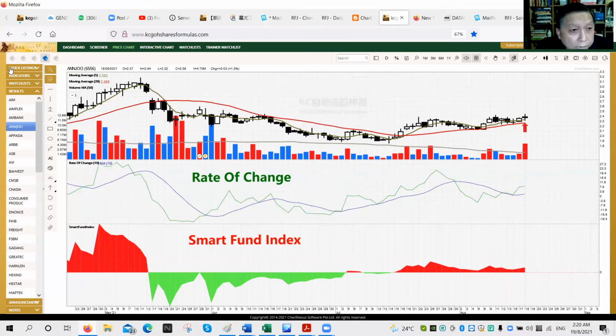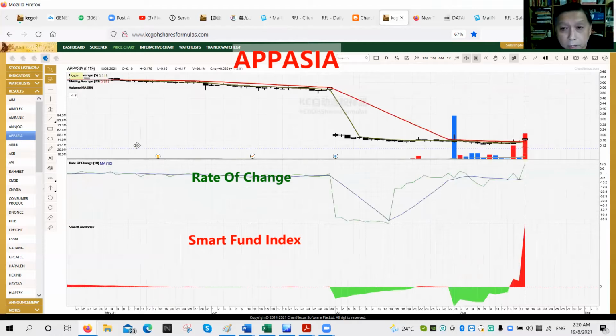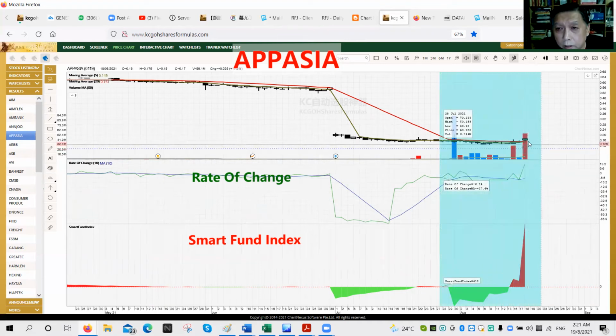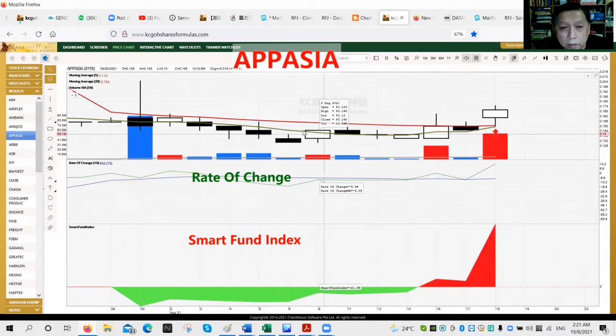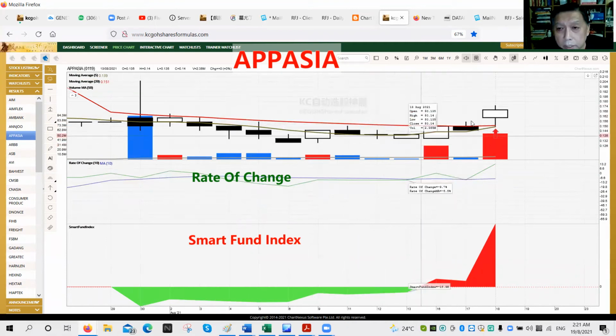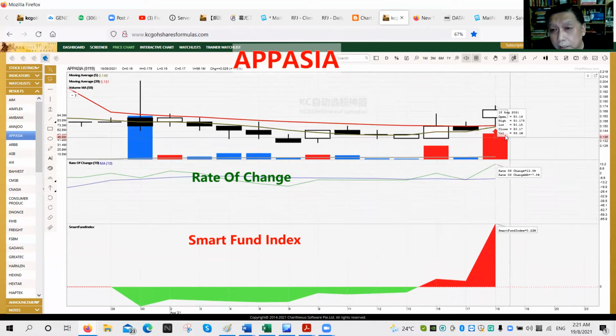Okay, let's go to the other one, APP Asia. Okay, APP Asia, there's some corporate exercise here. So this one, there's some volume over here. So looks like today it has gone up, crossing above the 20-day moving average line.